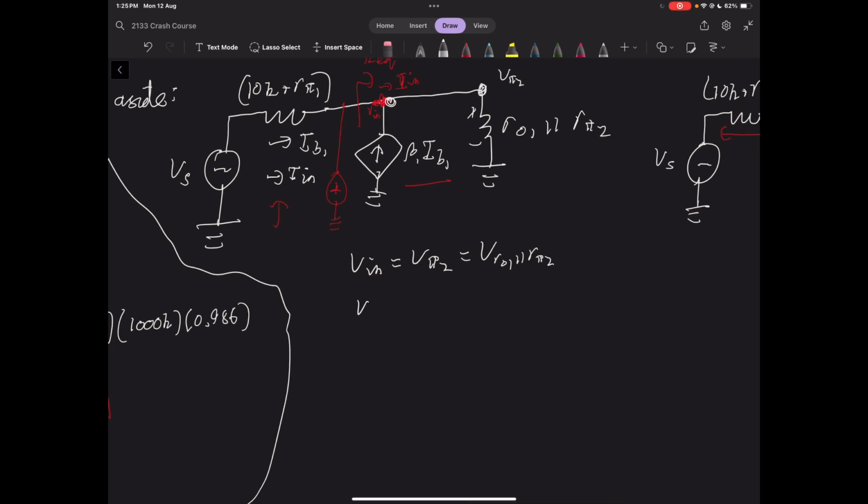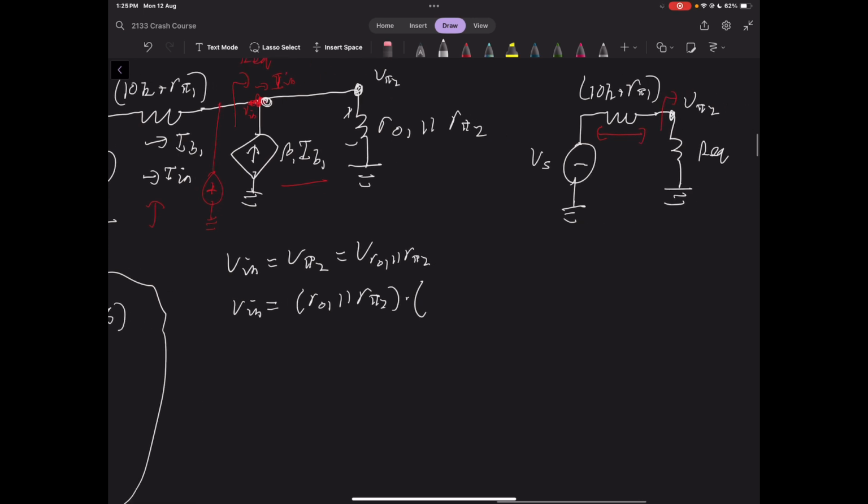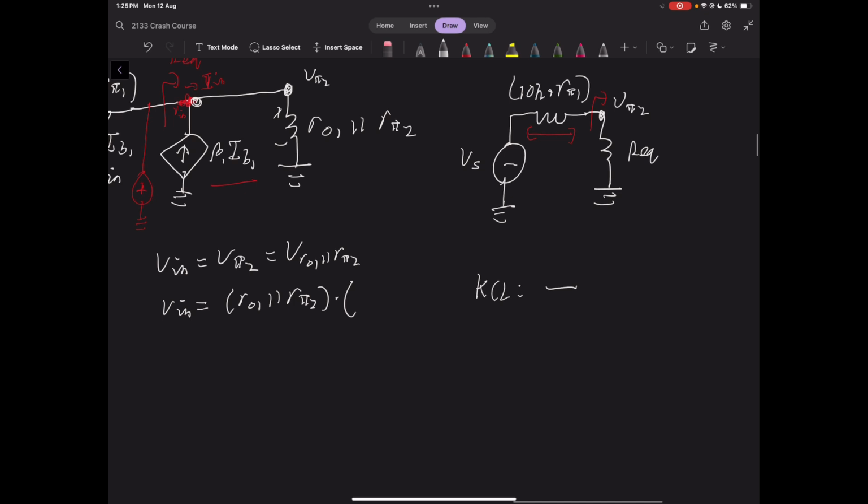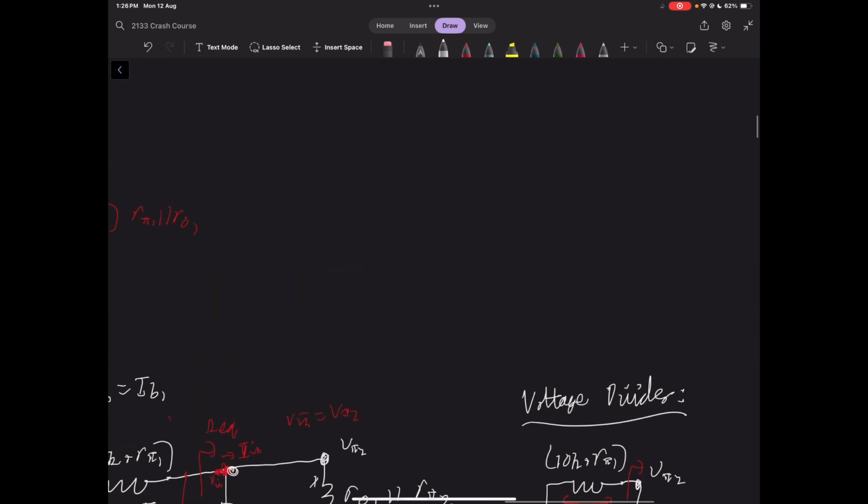We then can use Ohm's law. So we know that a voltage equals a resistance times the current in this resistor. Now, looking at this node, we're going to use KCL. I might just draw the node over here. So we have this is I in, and again, that's where we're looking at the equivalent resistance from. That's connected to this dependent source, which is going to be beta I in, and that's connected to ground.